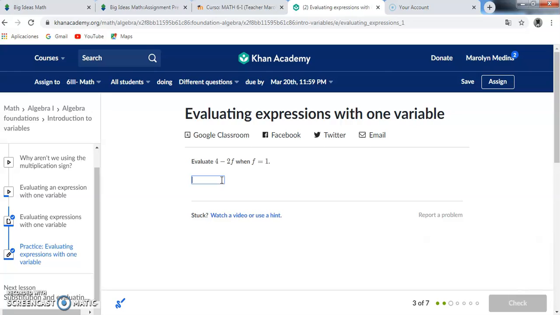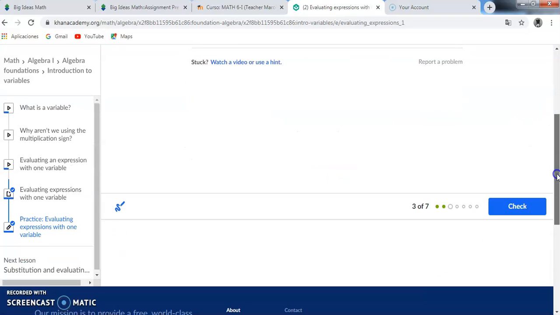I'm going to make the multiplication first. 2 times 1 is 2. So I will have 4 minus 2. And then I'm going to solve the operation. 4 minus 2. How much? 2. And then I'm going to check my answer.